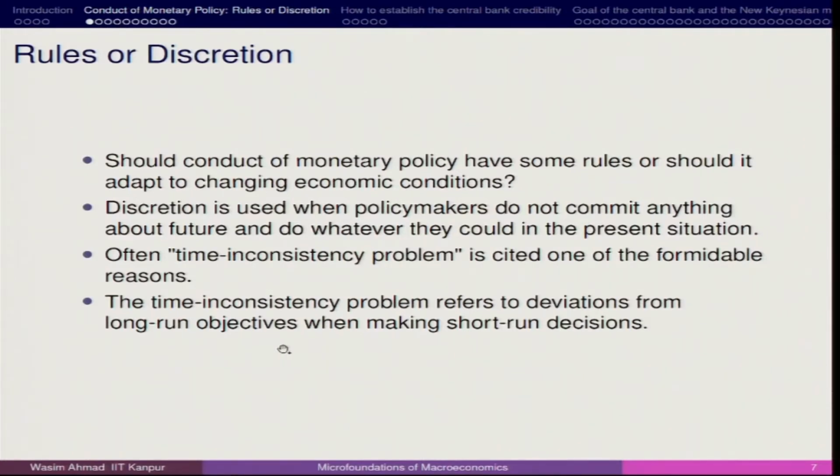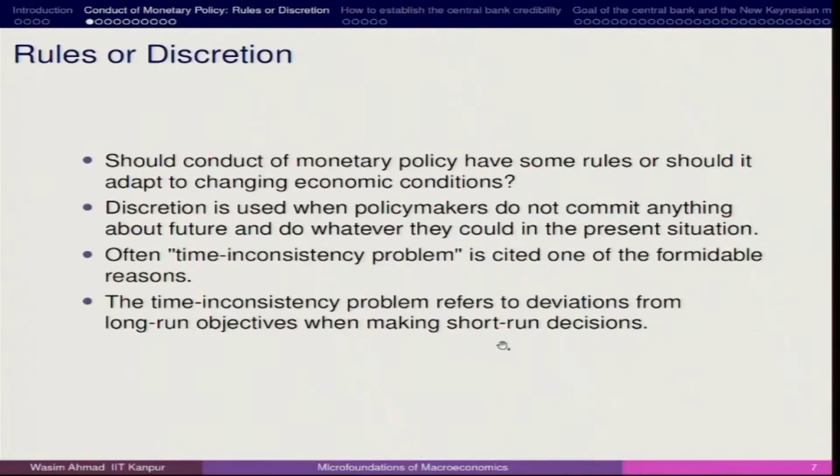Whatever the economy's objective is, say the economy should achieve a growth rate of 10% and inflation of 4% or 5%, these are the long term objectives. Maybe over a period of 2 to 3 years this particular economy wants to achieve this goal, but you have applied certain discretion to counter certain shocks, then this may not be possible. So, the time inconsistency problem refers to deviations from long run objectives when making short run decisions. When you are taking short run decisions, how is it impacting your long term?